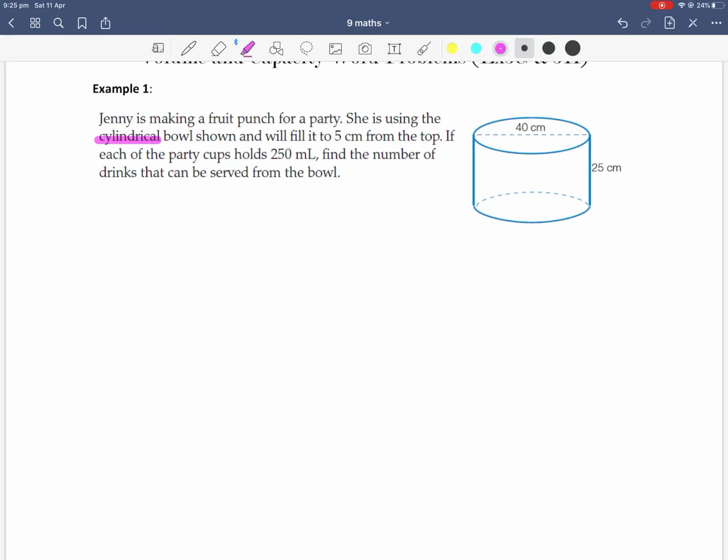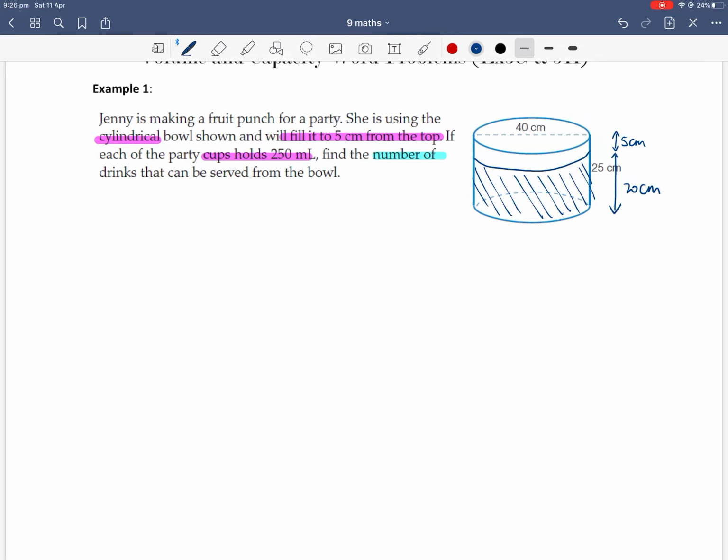So we've got a cylinder, and it's being filled to 5 centimeters from the top, and then each cup can hold 250 milliliters, and we're trying to find the number of cups. Luckily for us, they've drawn a diagram, otherwise we would have to draw our own. The diagram shows that the diameter of the cylinder is 40 centimeters and it's 25 centimeters tall. But the question says it's filled to 5 centimeters from the top. So it's not reaching the top, only the bottom part is being filled. The top 5 centimeters is not filled, whereas the bottom 20 centimeters is, because there's a total of 25 centimeters in height.